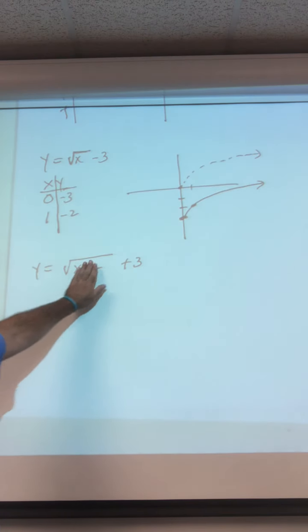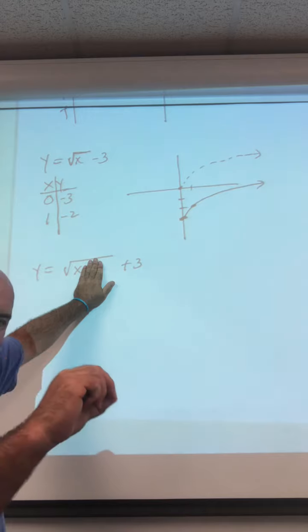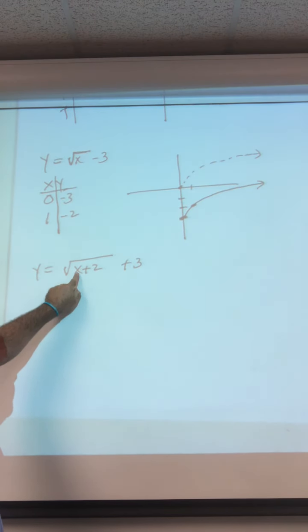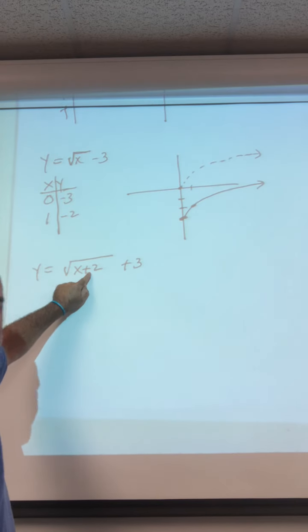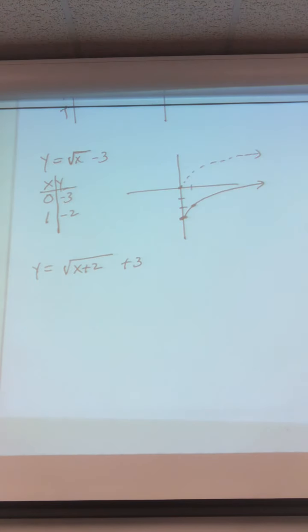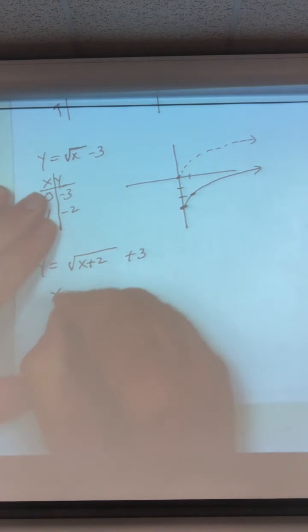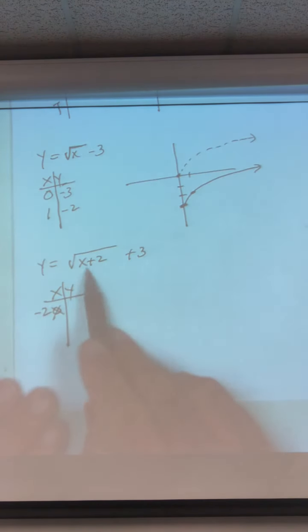Okay, it's not just an x in here. If it was just an x, you'd start at 0, but it's not. It's x plus 2 under there. So what does that mean? 2 to the left. So if you go 2 to the left of 0, see, you're not starting at 0 anymore. You're starting at negative 2. 2 to the left.